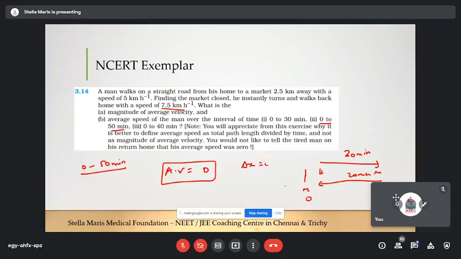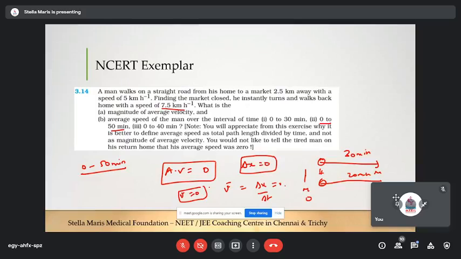Because del x becomes 0. The final position is the same. Yes, del x becomes 0, right? So average velocity is equal to del x by del t. So initial and final position are the same, so del x becomes 0. So average velocity is 0.